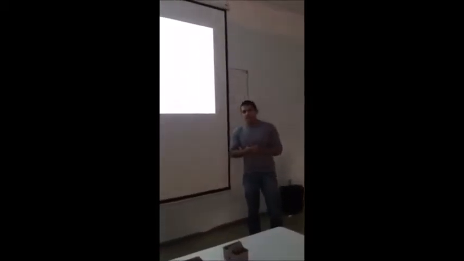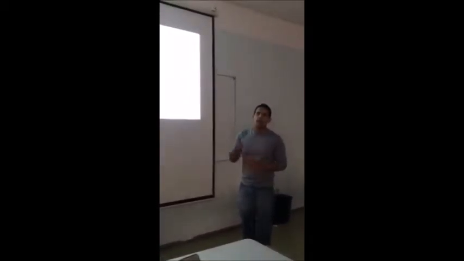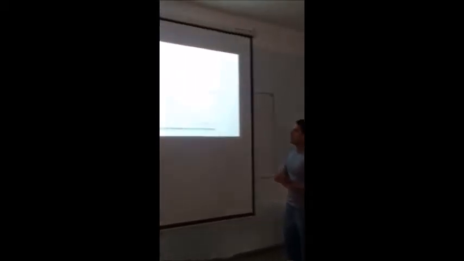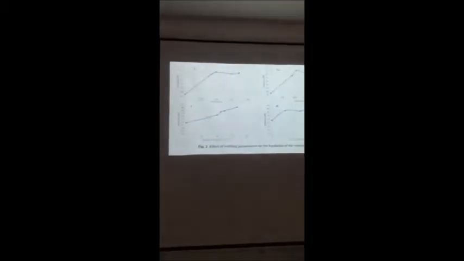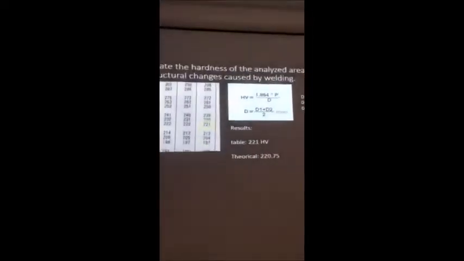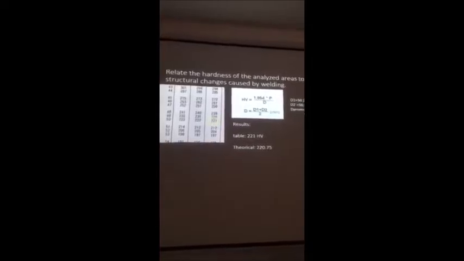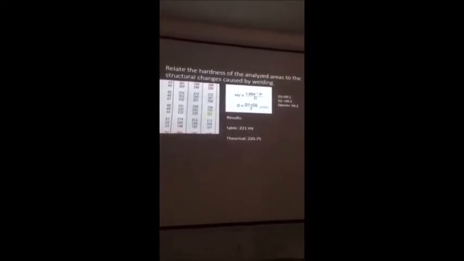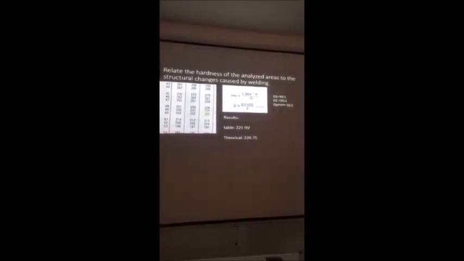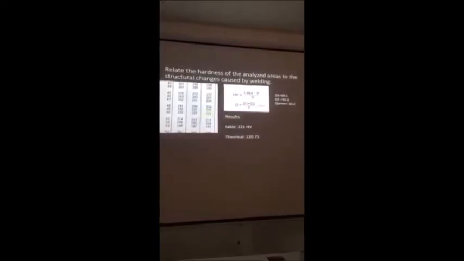To analyze the hardness of our material, we have four main parameters to take into account: voltage, welding speed, current, and electrode diameter. Those graphs show the effects of welding parameters on the hardness of the welded joint. And here we are going to relate the hardness of the analyzed areas to the structural changes caused by welding.